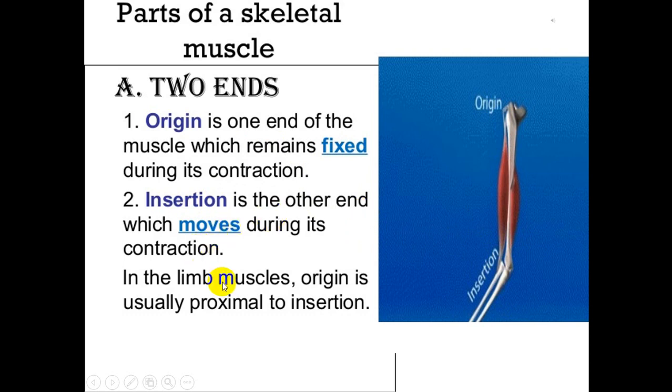Previously, these terms were used for the proximal and distal attachments of skeletal muscle, but now these terms are not frequently used, as skeletal muscle can act on both sides by fixing either point of attachment. So these are now vague terms.